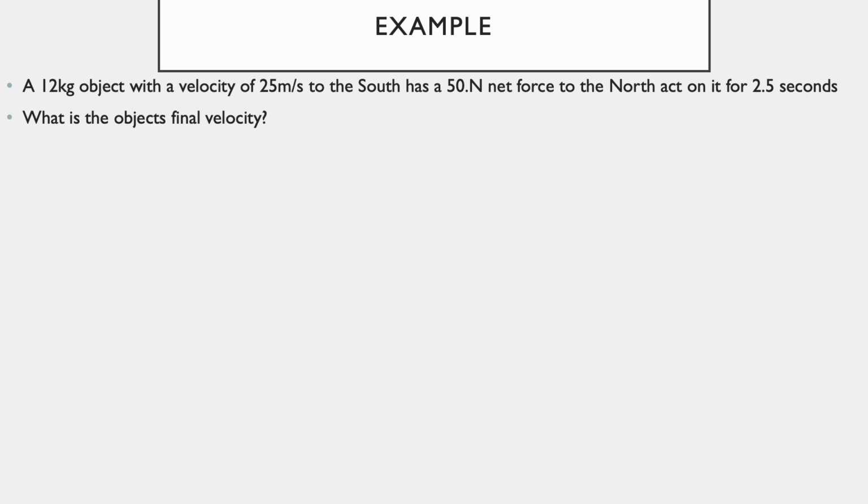Next example, we have a 12 kilogram object with a velocity of 25 meters per second to the south, and a 50 Newton net force to the north acts on it for 2.5 seconds. We want to know what the object's final velocity is.